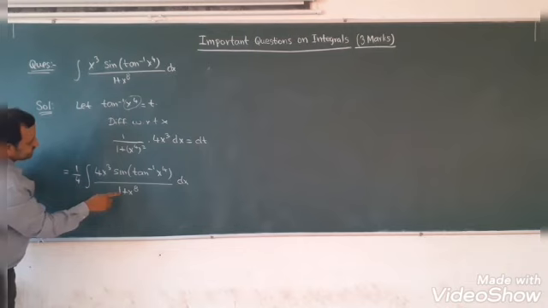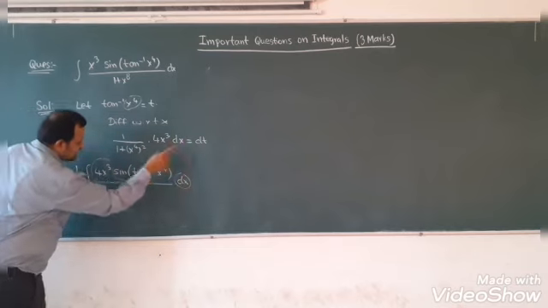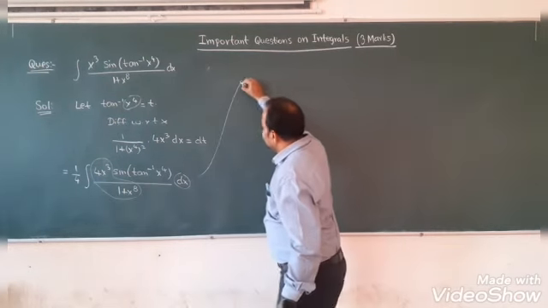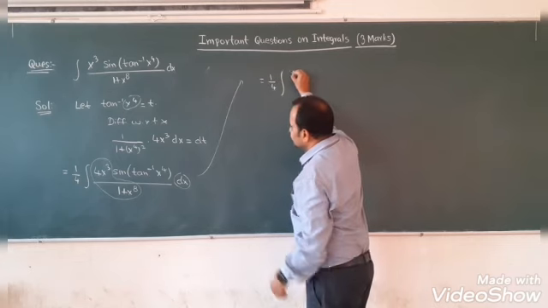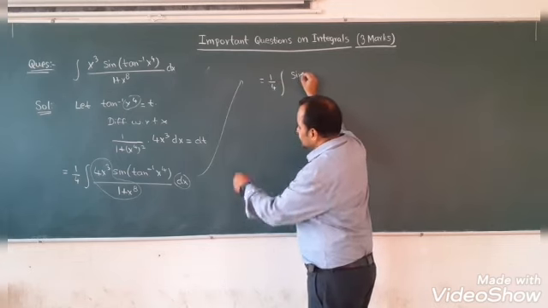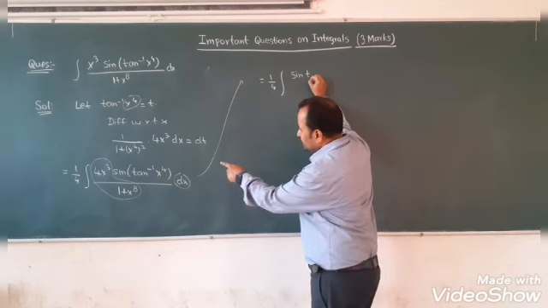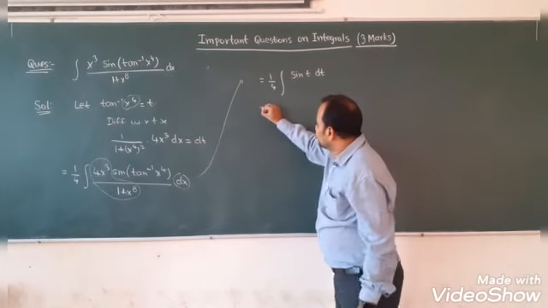So I can say 4x cube over 1 plus x to the power 8, and this dx will become dt. So this we can write as 1 by 4 times sine of t, this is t, right? Sine of t dt. So this we can say 1 by 4.